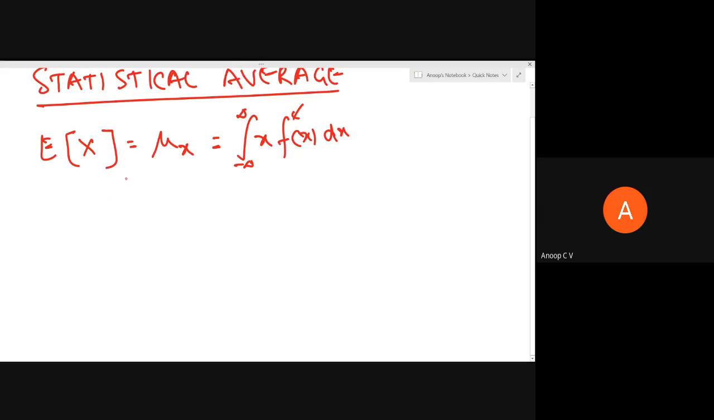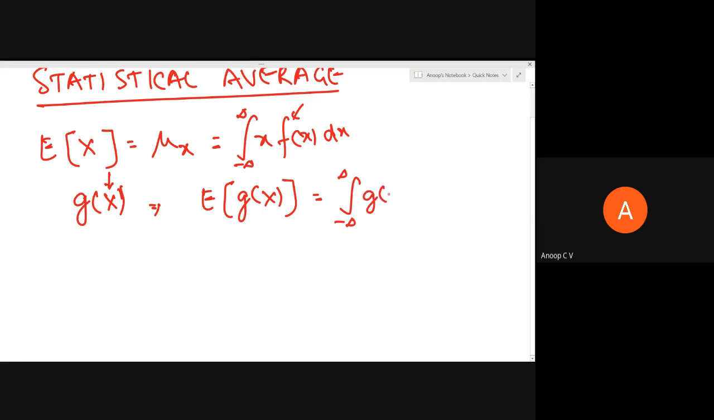Then, if x is a random variable, we can have a function of the random variable, g of x. That is also possible. In that case, what will be the expectation of g of x? It is nothing but the integral from minus infinity to infinity of g of x into f of x dx. So this is the expectation of g of x.